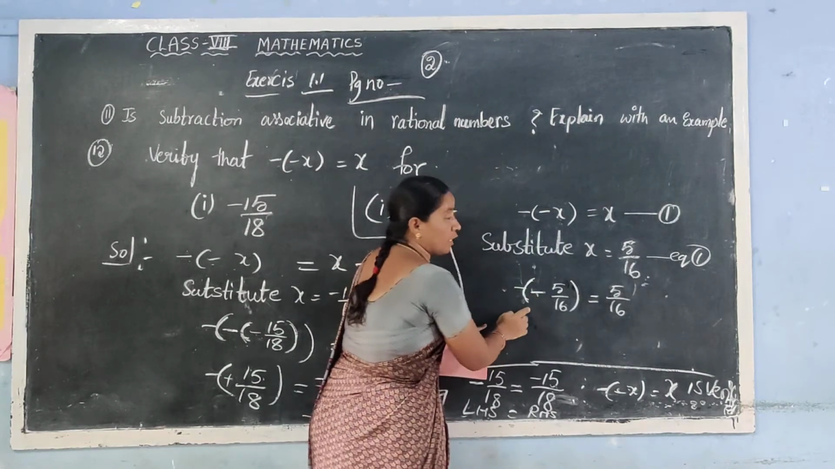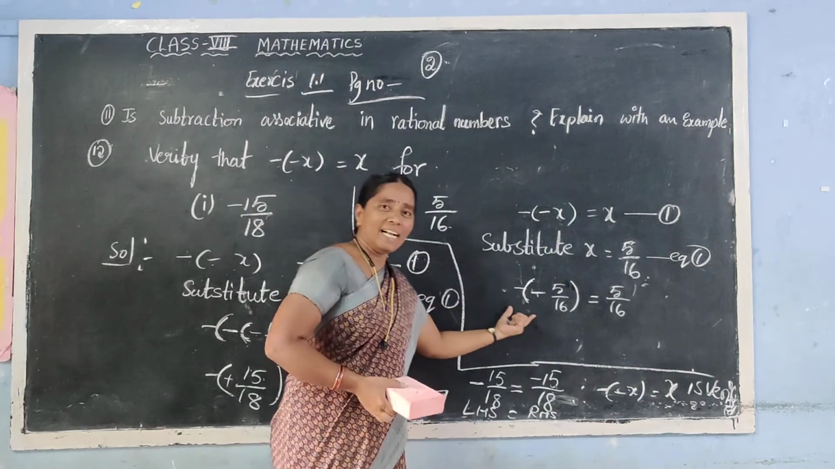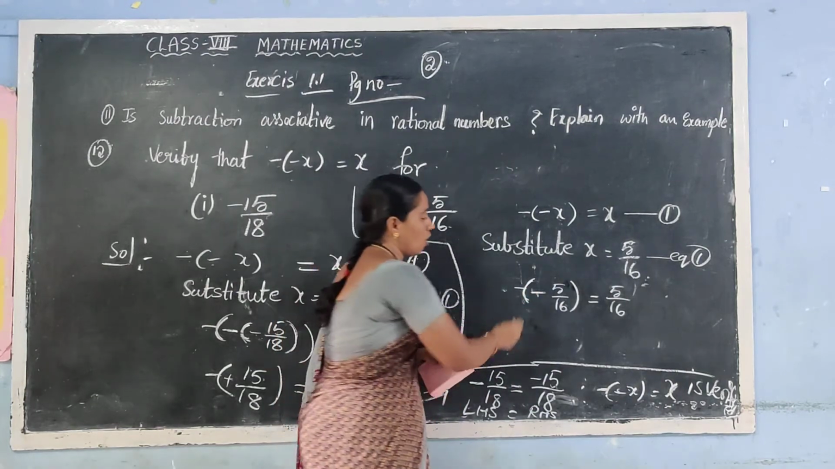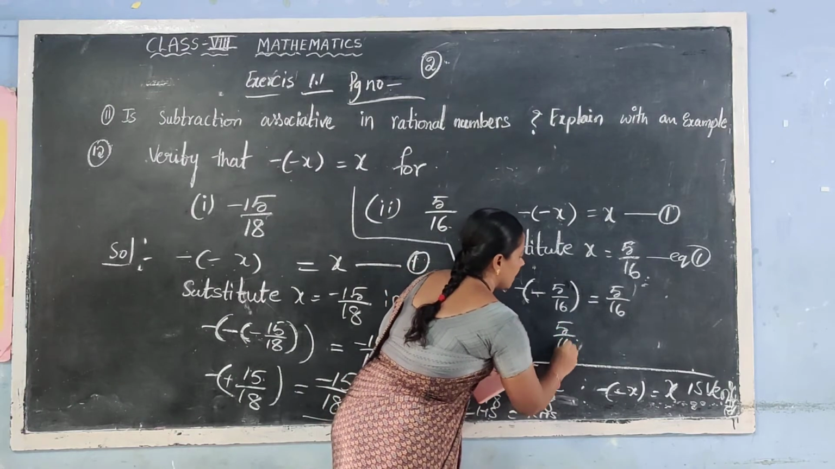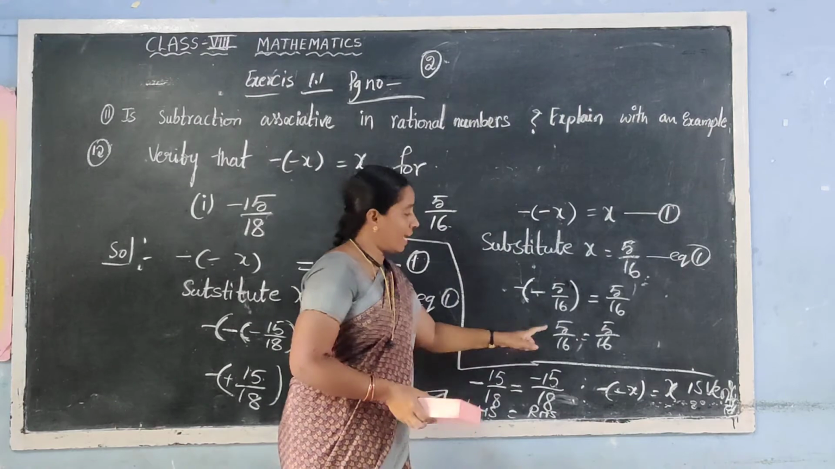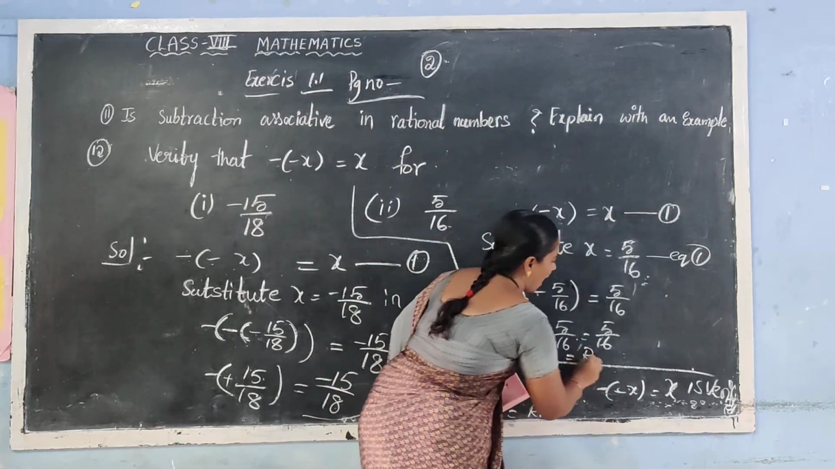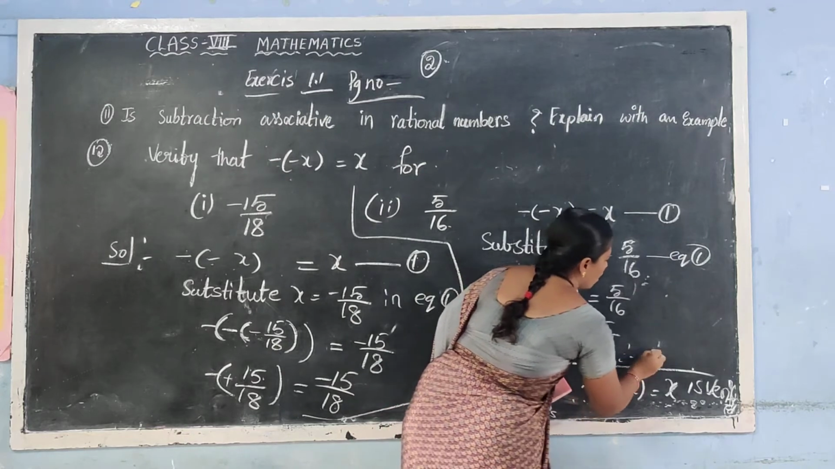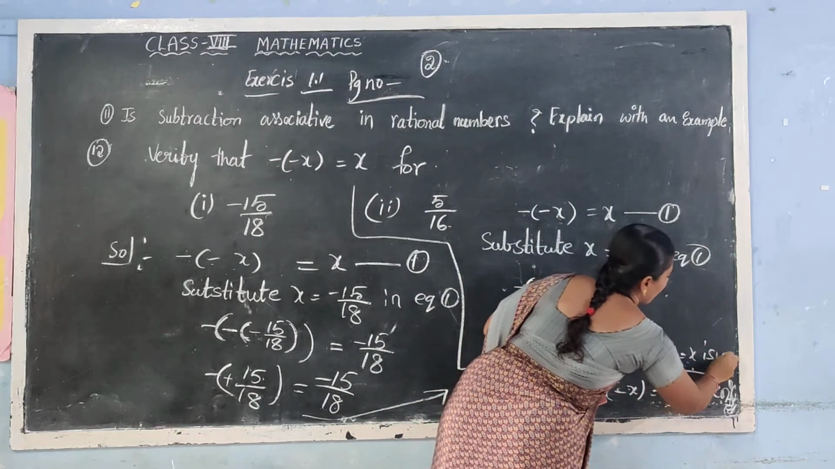Now we have to remove this bracket, no? How we can remove this bracket? By multiplying signs. So minus into minus plus 5 by 16 equals 5 by 16. See here, Nana, LHS equals RHS, no? LHS equals RHS. Therefore, minus of minus x equals x is verified.